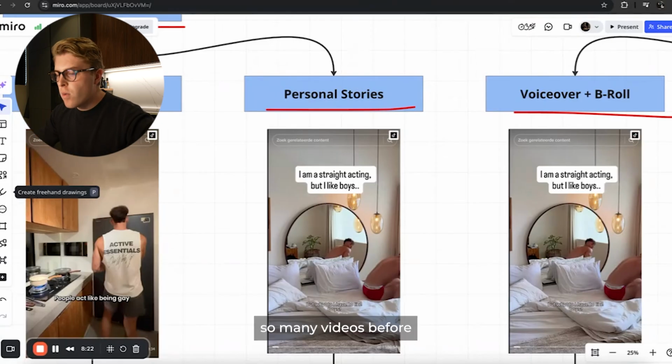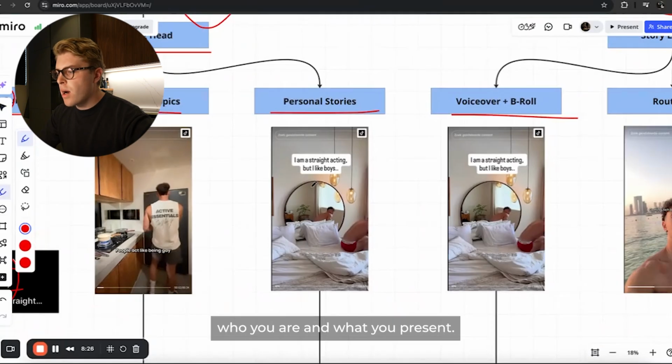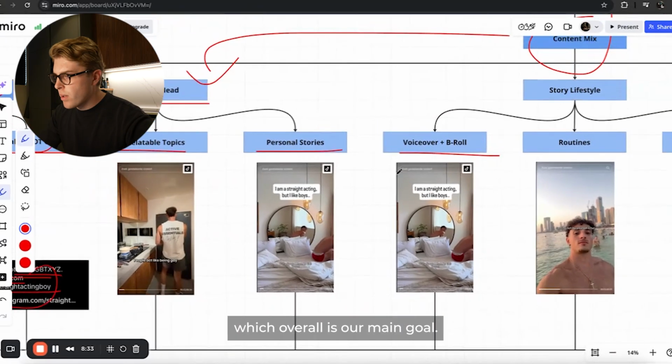And what I've said in so many videos before, if people can resonate with you, who you are, and what you present, they will actually start following you, they will actually start liking you, and they will actually start trusting you, which overall is our main goal.